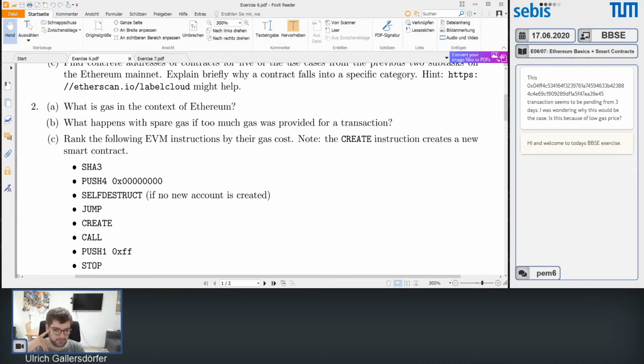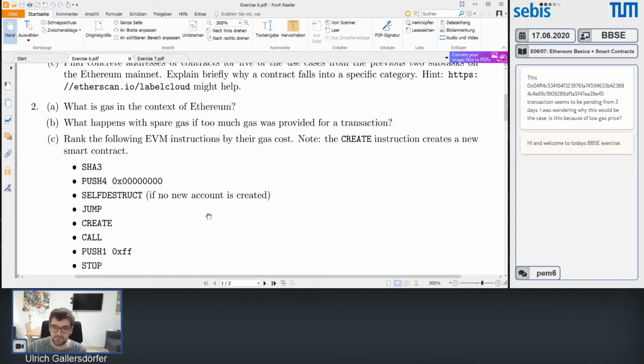And you're also able to set the price for your gas. So that's what the gas price is. When you say, okay, I want to pay 10 GWei for my gas, then that's up to you to define. And your miner decides if he or she wants to include the transaction within the next block. So that's about gas in the context of Ethereum.